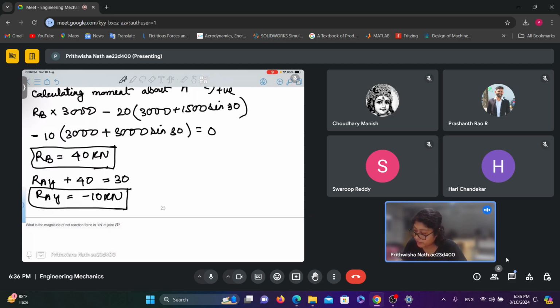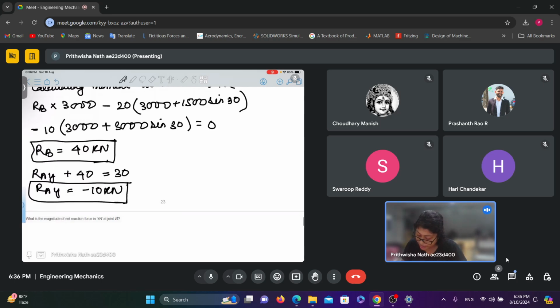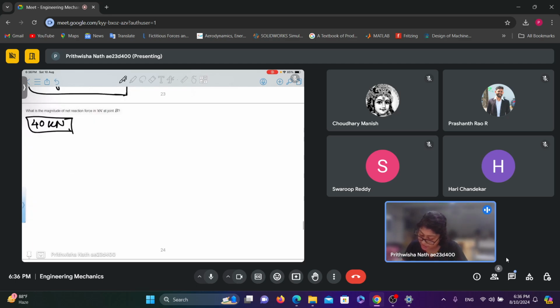Now the next part of the question, what is the magnitude of net reaction force in kilonewton at point B? We already found out that is 40 kilonewton. It is 40 kilonewton. Now the next part.